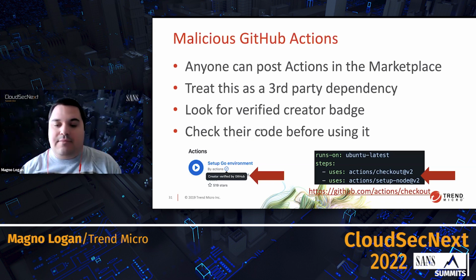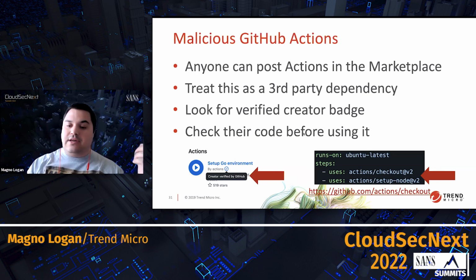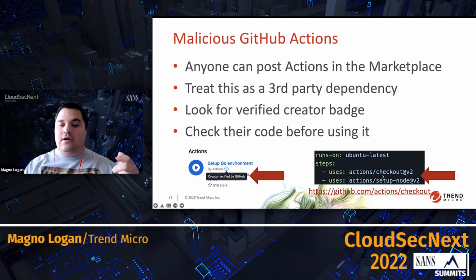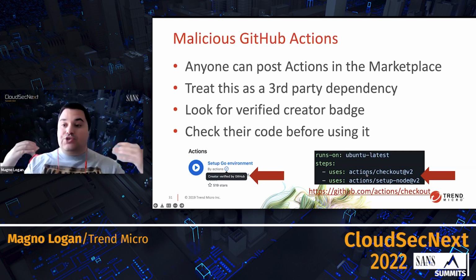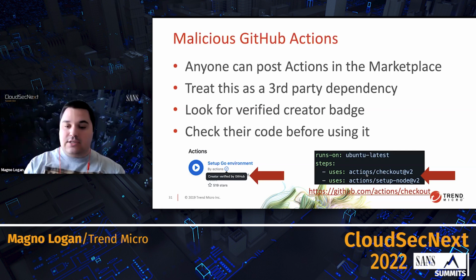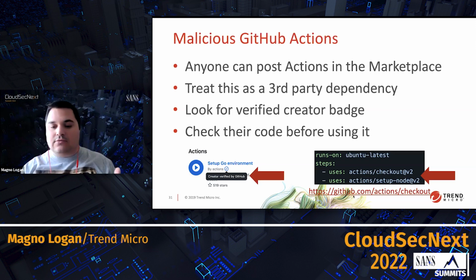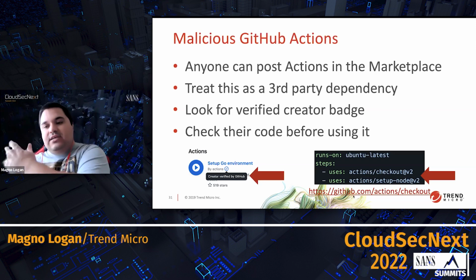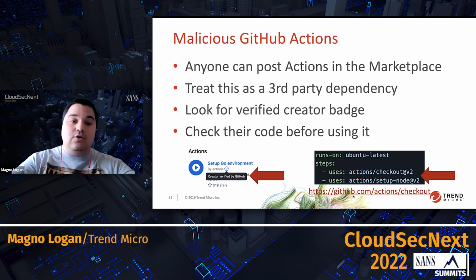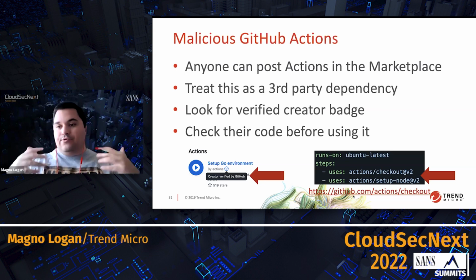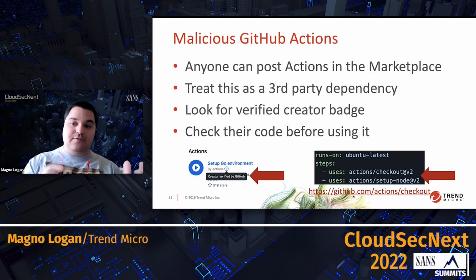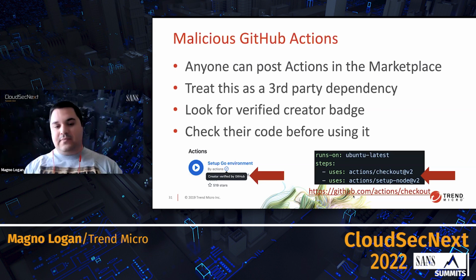My second recommendation is to check their code before using it. As I mentioned when I was describing the YAML file, these actions always translate to a GitHub repository. For example, the action/checkout is github.com/action/checkout. So you can go directly to the repo and scan their code, download it, read it, whatever you want to do with it before you start using it on your own projects, on your own pipeline.